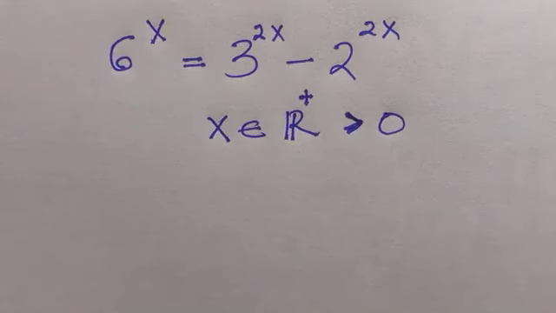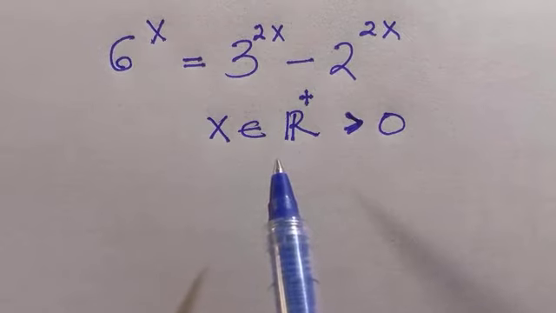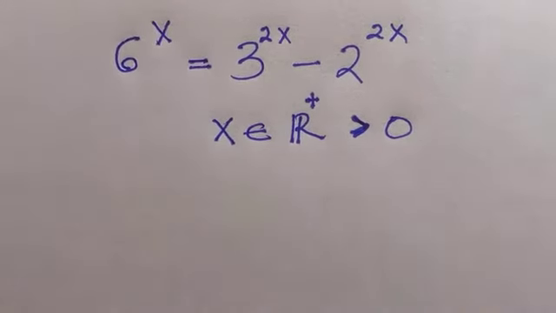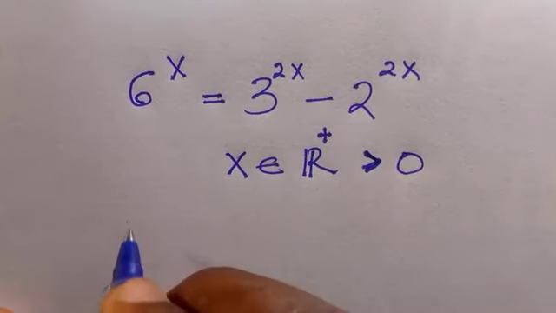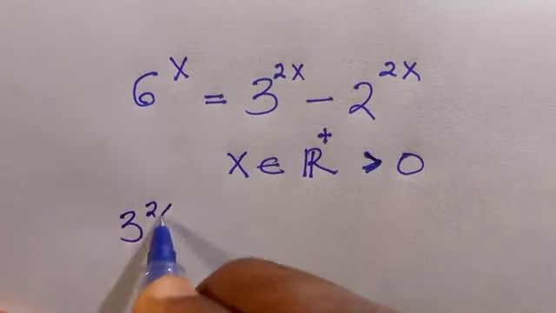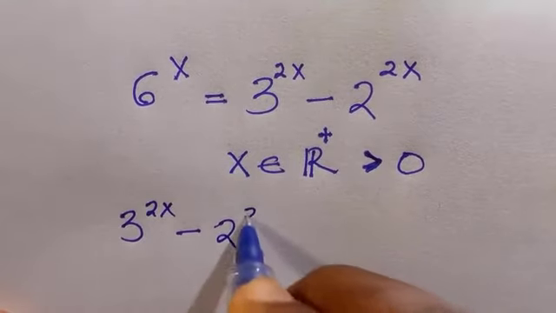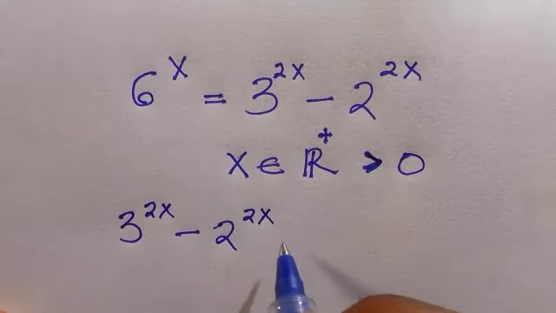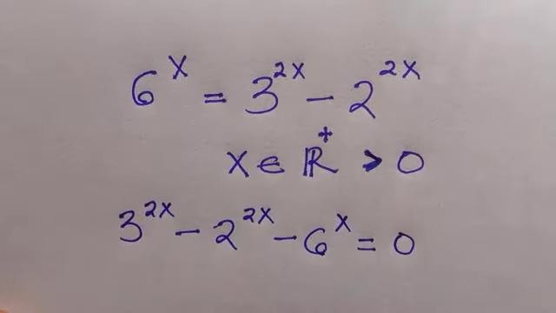Welcome to another video, and let's solve for x in this problem, given that x is a member of the positive real numbers, greater than 0. To do that, I can rewrite this as 3 raised to power 2x minus 2 raised to power 2x. Then 6 can come here and becomes negative 6 raised to power x equals 0.